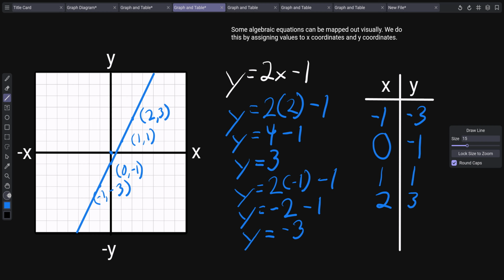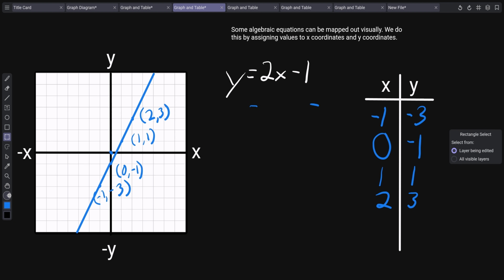And to help you understand this principle better, I'm going to do one more example, but I want to explain something else to you first. So there's a concept known as x-intercepts and y-intercepts. What the x-intercept is, is where the line touches the x-axis, and what the y-intercept is, is where the line touches the y-axis.